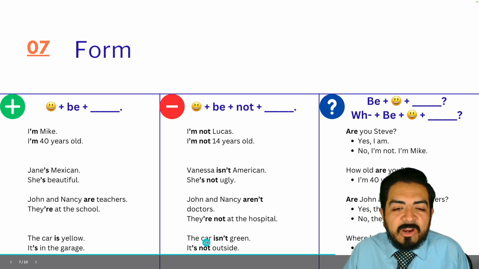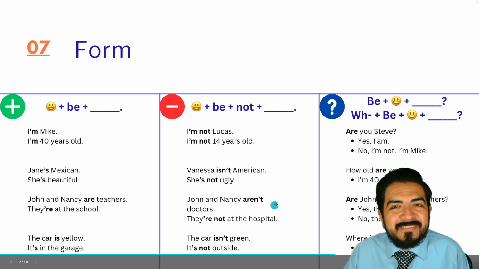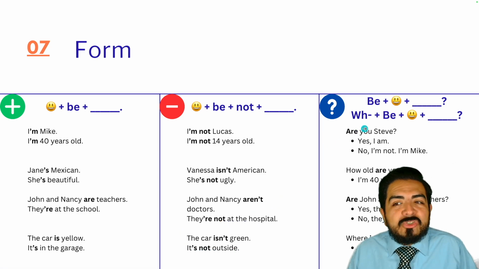And finally, the car isn't green. It's not outside. Again, isn't and is not is the same one as here. So subject, verb be and not, and complement. Subject, verb be and not, and complement. Easy peasy, right? Now, in questions.